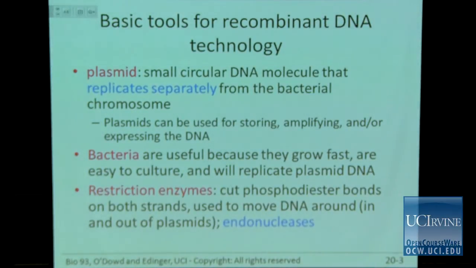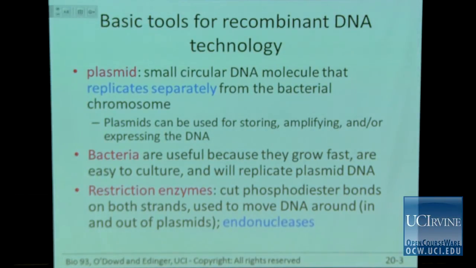Restriction enzymes are enzymes that cut phosphodiester bonds on both strands of double-stranded DNA. We use these guys to move DNA around. We'll talk about that some more today. One thing I wanted to point out is these are also called restriction endonucleases. And the endo here means that they can cut in the middle of a piece of DNA.